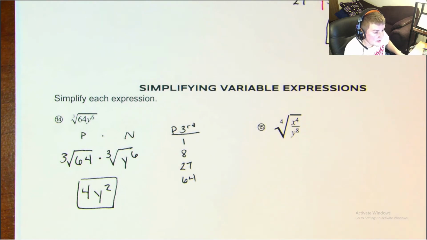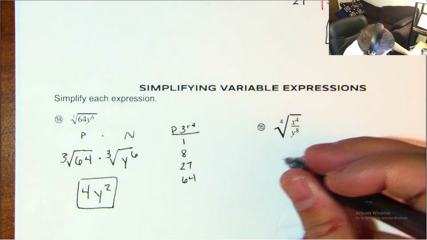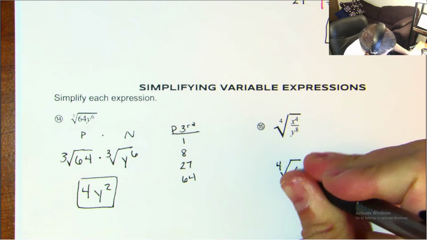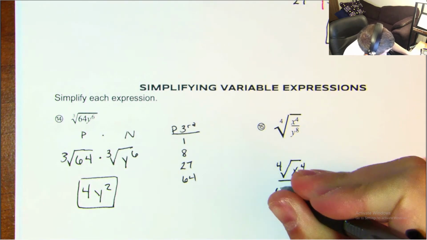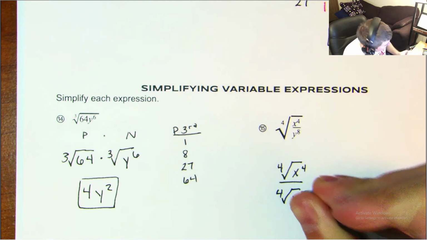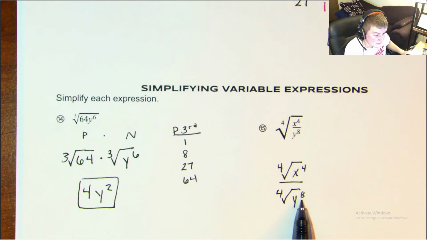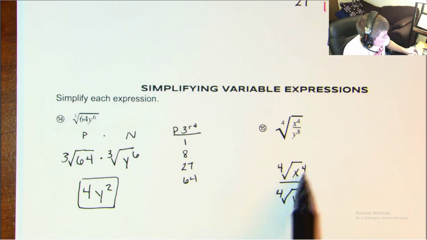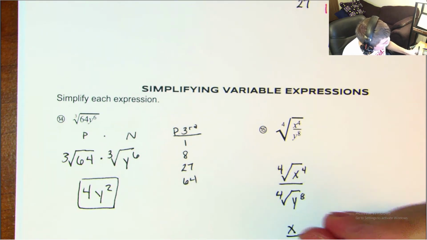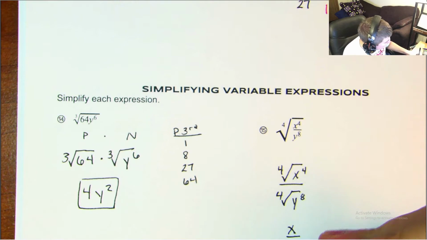Okay, what about this one here? Here, it's not split up, and we want to. So let's go ahead and take the 4th root of x to the 4th over the 4th root of y to the 8th. Okay, I've identified x to the 4th is a perfect power because 4 is a multiple of 4. Y to the 8th is a perfect power because 8 is a multiple of 4. So what does that mean? That means the 4th root of x to the 4th is just x. And the 4th root of y to the 8th is just y to the 2nd power.